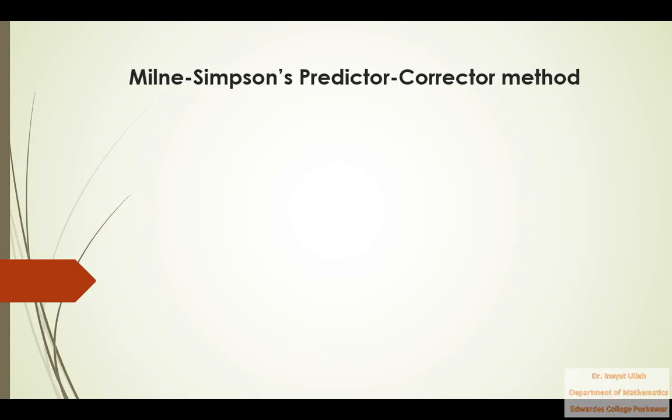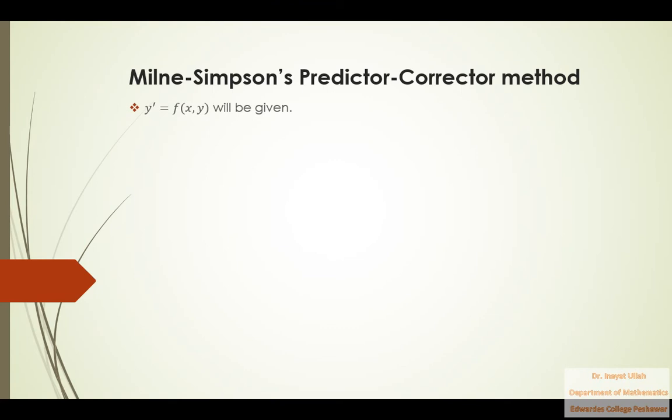Today's lecture is about Milne Simpson's predictor-corrector method. This method is used to find the value of y for a specific value of x whenever a differential equation is given to you. What are the major steps for this method?